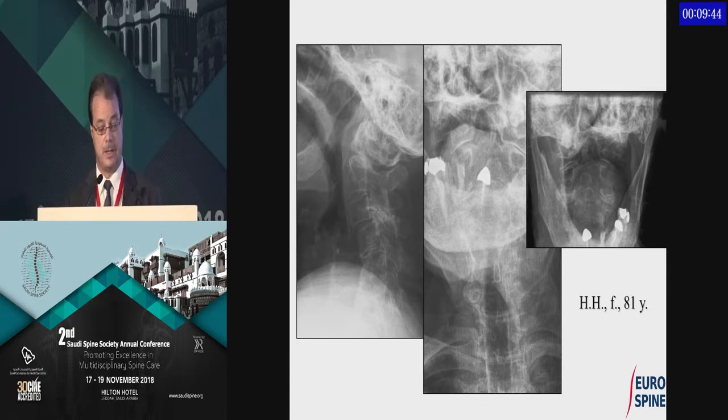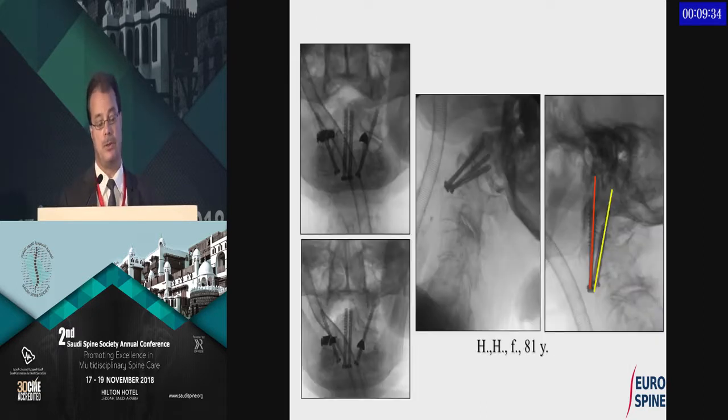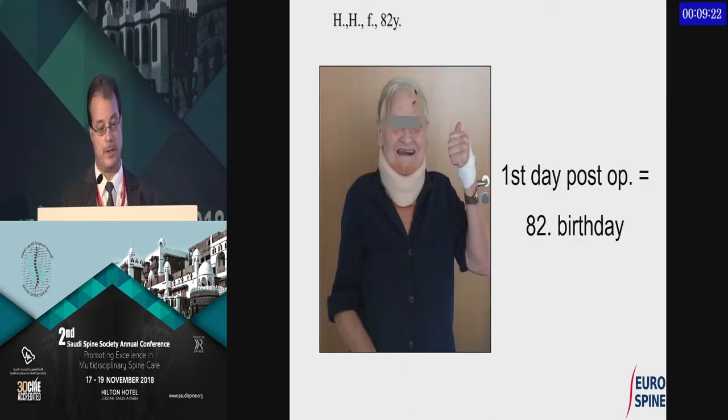Another patient, 81 years old, again, fracture of the anterior arch, a very, very proximal fracture of the odontoid, and C1 C2 arthritis. This time we used two screws in the odontoid and two other screws to anteriorly transfix the C2 C1 joint in a navigated way.